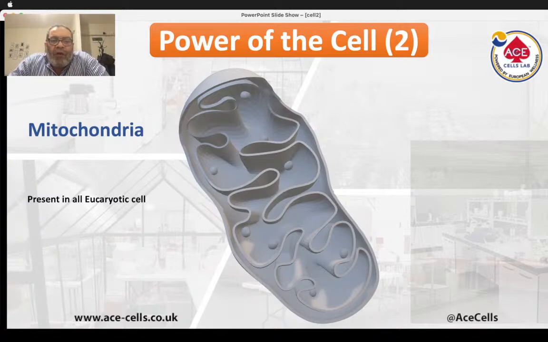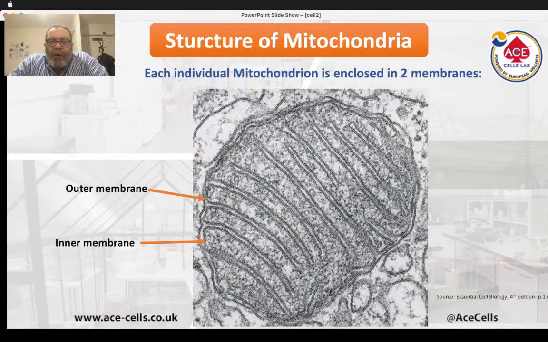It's present in all eukaryotic cells. Let's have a closer look at the structure of the mitochondria. As we see, the mitochondria is formed of two membranes, an outer membrane and an inner membrane, which folds on itself inside the space of the mitochondria, forming these cristae which we see in the picture. And the main cause behind folding inside is to increase the surface area for the multiple operations needed to be done by the mitochondria.